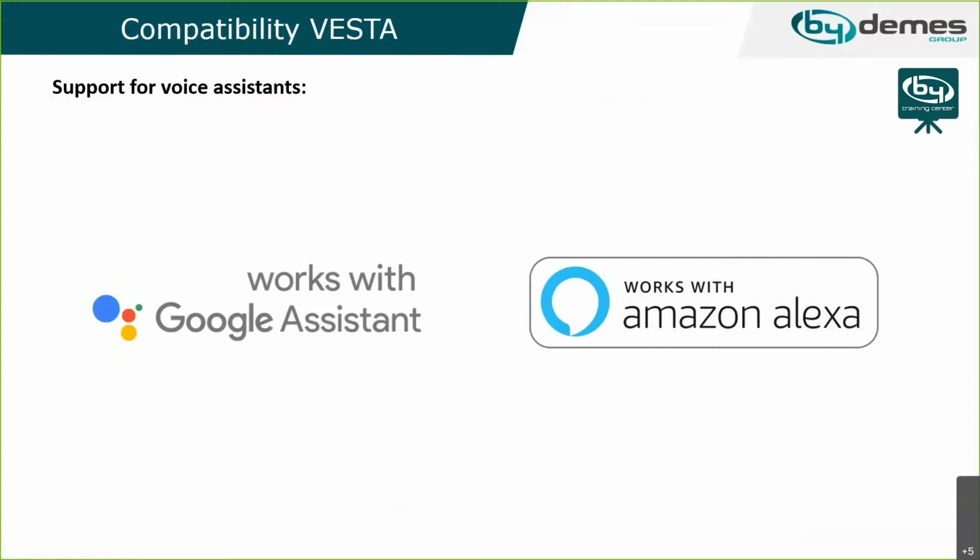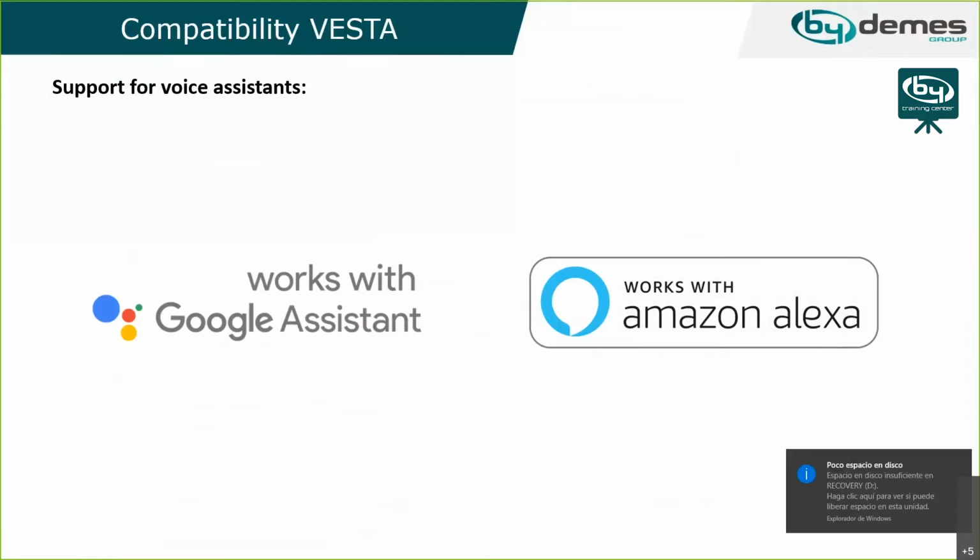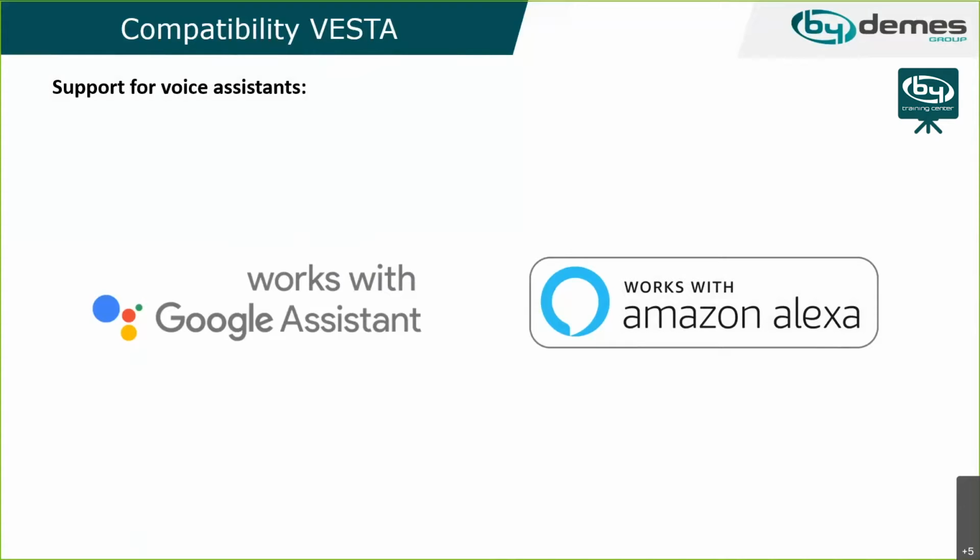VESTA is also compatible with Google Assistant and Amazon Alexa. These two are voice assistants that we can configure with our system and control everything, like for example turning on or turning off devices, and also arming away or disarming the system. So we can use this assistant to control the system if we want, and it's very simple to use. We just need to enroll it to our VESTA account, and that is all. We can just say, hey Google, turn off the light, for example, and it will turn off the light.